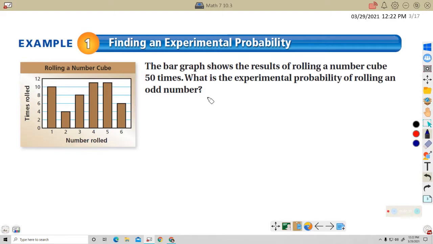Example 1, finding an experimental probability. The bar graph shows the result of rolling a number cube 50 times. Wow, 50 times. Can you even imagine that? What is the experimental probability of rolling an odd number? Okay, so here are our odd numbers, the 1, the 3, and the 5. How many times did they come up in these 50 rolls? Well, the 1 came up 10 times. The 3 came up 8 times. And the 5 came up 11 times.